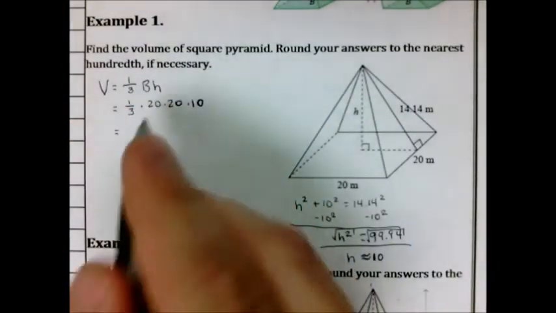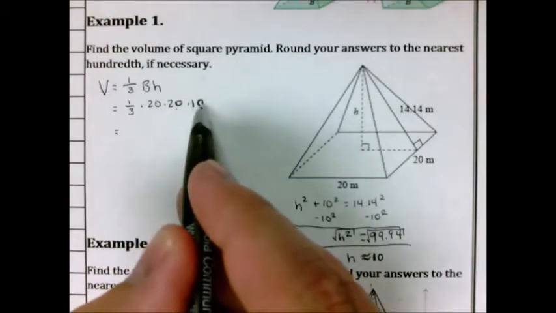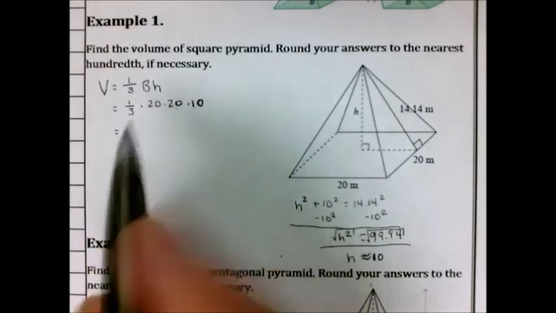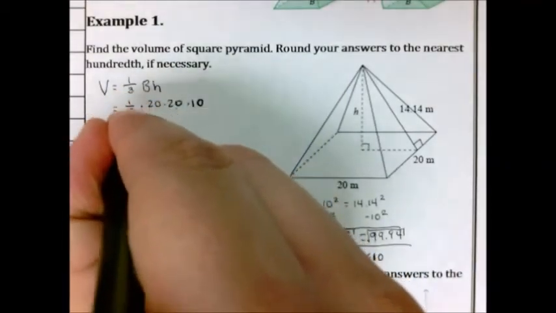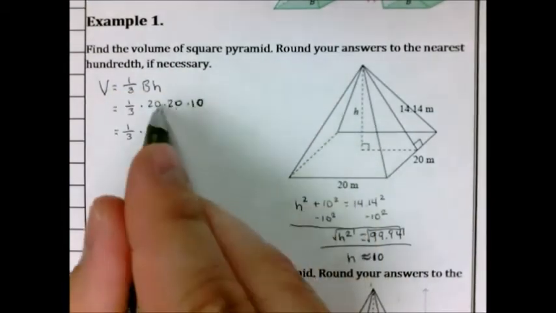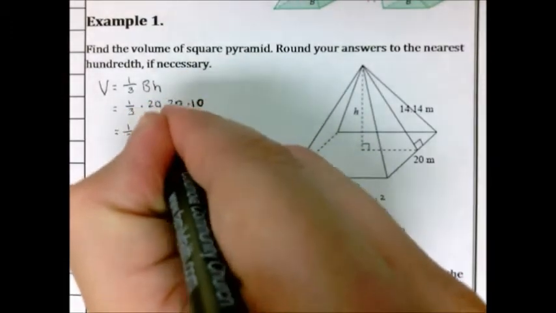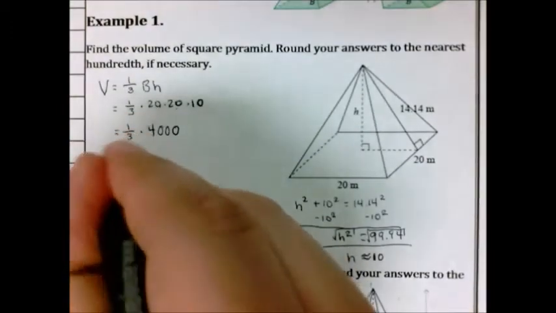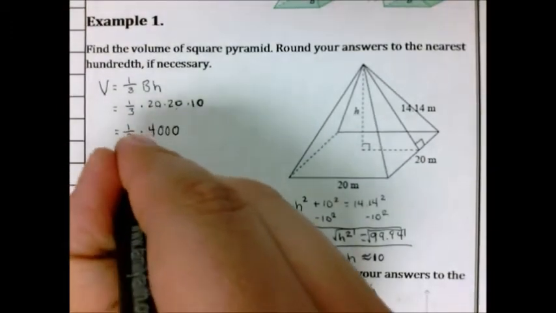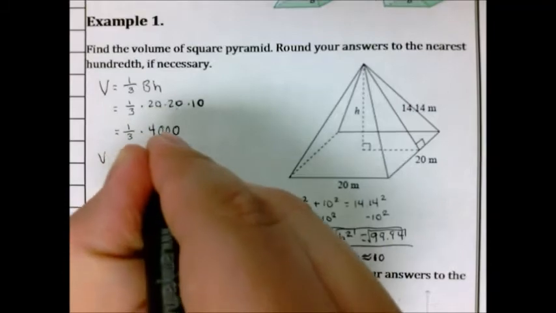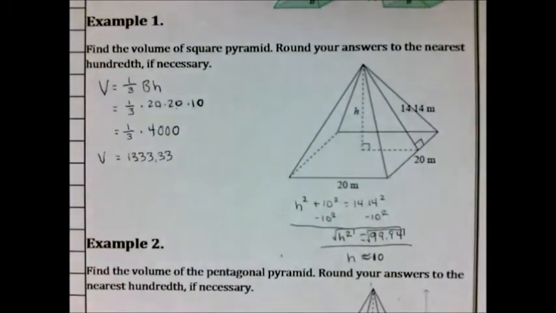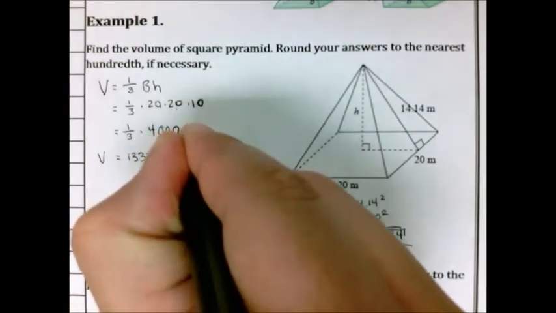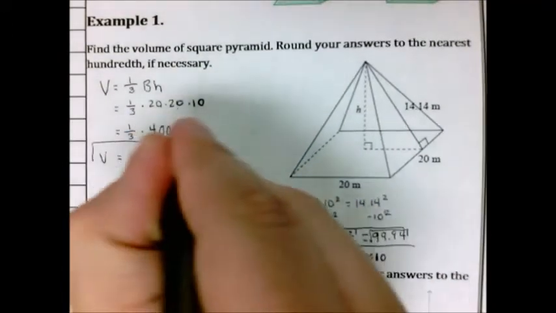We know 20 times 20 times 10. Well, if we forget about those zeros for a second, 2 times 2 times 1 is just 4. So we're going to have 1/3 times 4 and 3 zeros, so we're going to put those 3 zeros back in. It's going to be 1/3 of 4,000, which just so happens to give us a volume of 1,333 point, remember rounding to the nearest hundredth, 0.33. And we've got a label. Remember, this is meters, and we're talking about volume, so it's cubed.